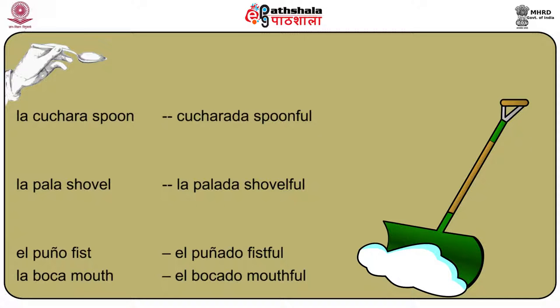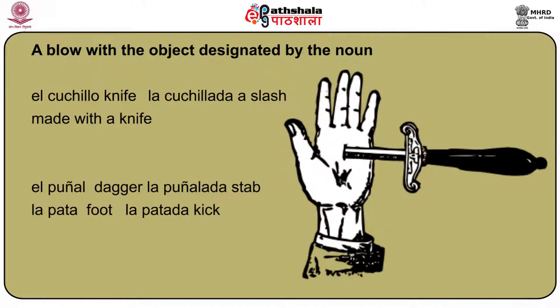A blow with the object designated by the noun. El cuchillo, the knife, becomes la cuchillada, a slash made with a knife. El puñal, the dagger, becomes la puñalada, a stab.